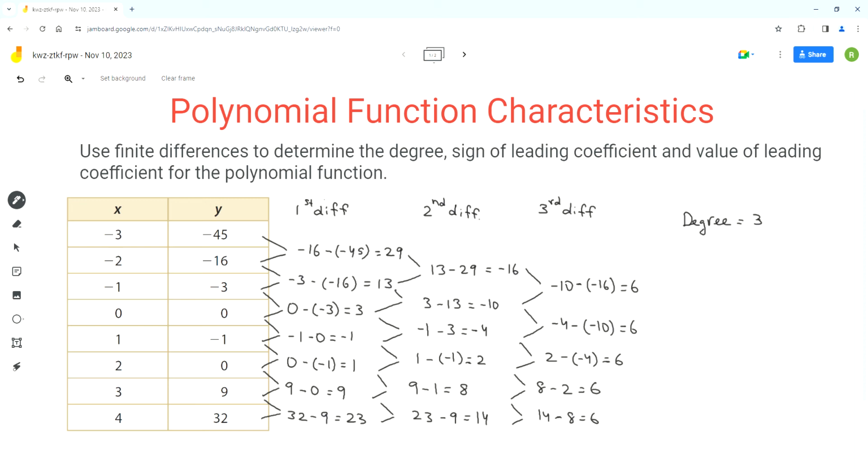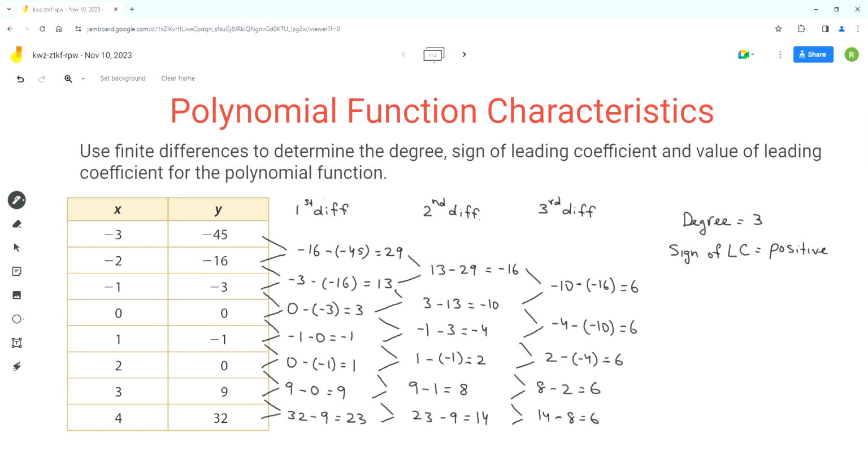Now we have to find the sign of leading coefficient. The sign of leading coefficient is the same as the sign of the finite constant. Now in this case, the third differences are all positive 6. So since these finite differences are positive numbers, that's why the sign of the leading coefficient is also positive. So this is a very important concept you need to understand and memorize.